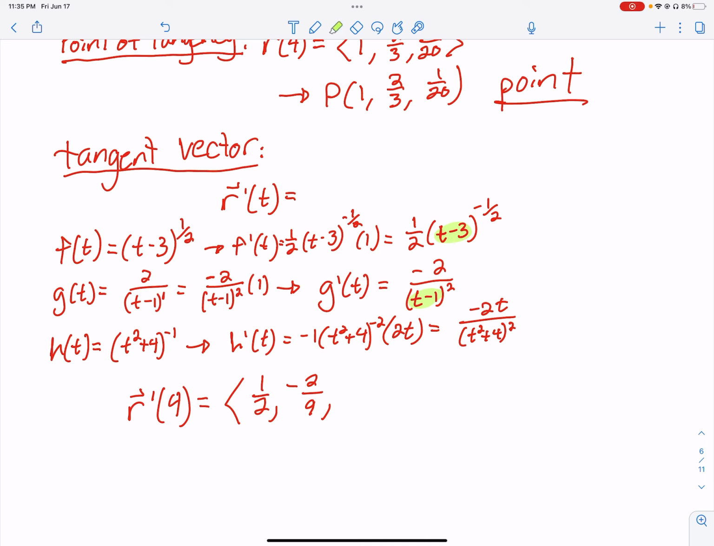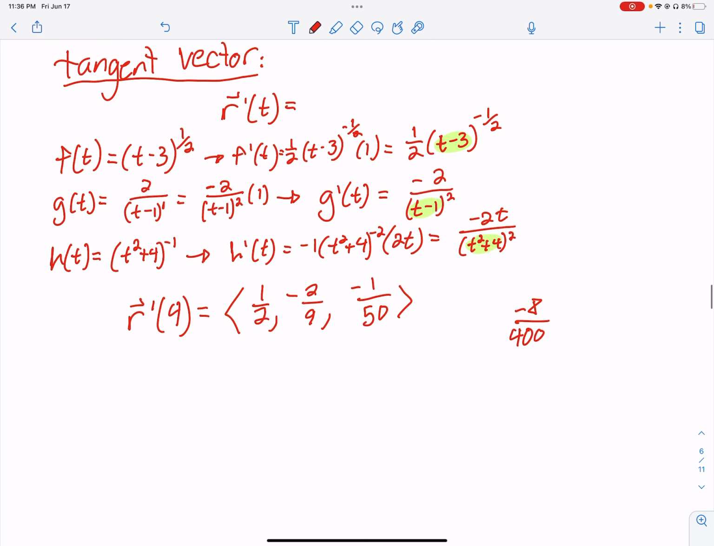It's okay to have a weird number like that. Here, we plug in 4. We get 4 squared is 16 plus 4 is 20. 20 squared, maybe this one's going to get big, 400 is on the bottom. Plugging in 4 on top, we get negative 8 over 400. Now, dividing both of them by 8, we get negative 1 over 50. There we go. All right, so we just plugged all that in.